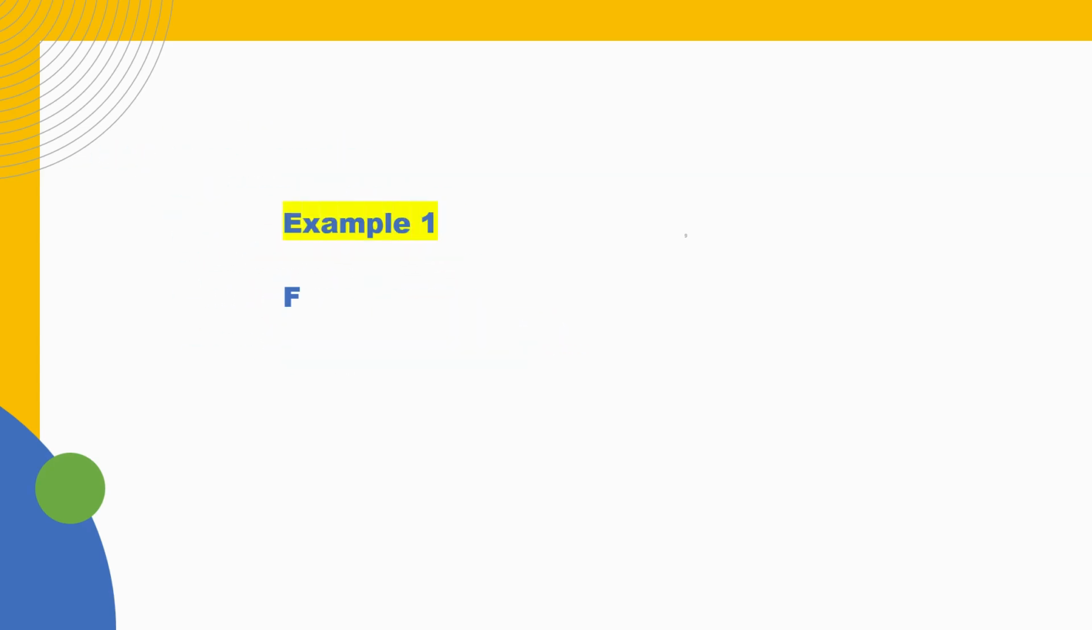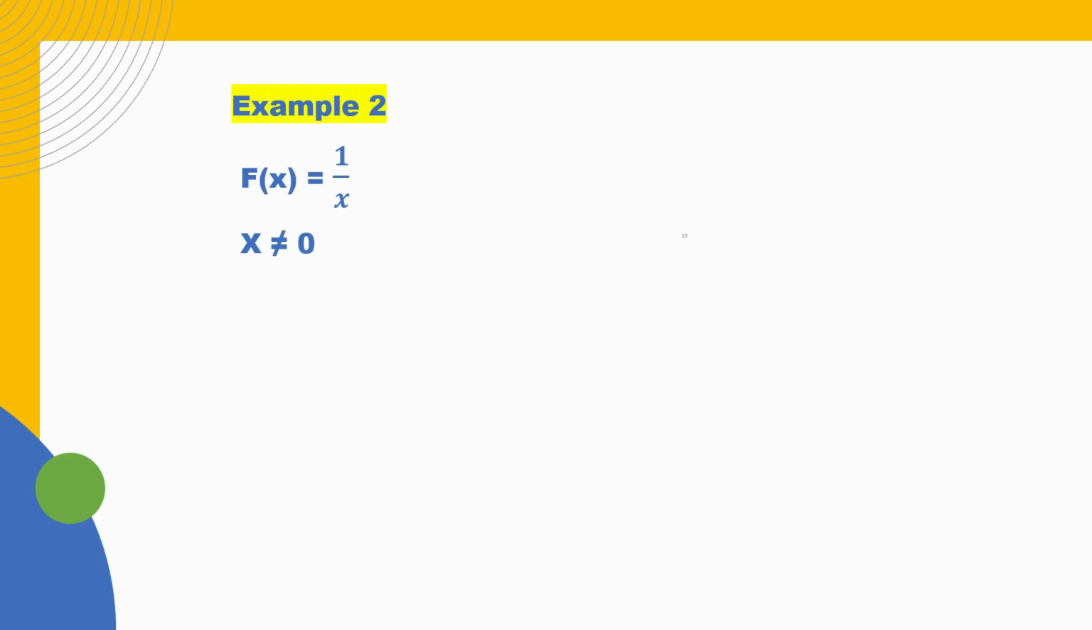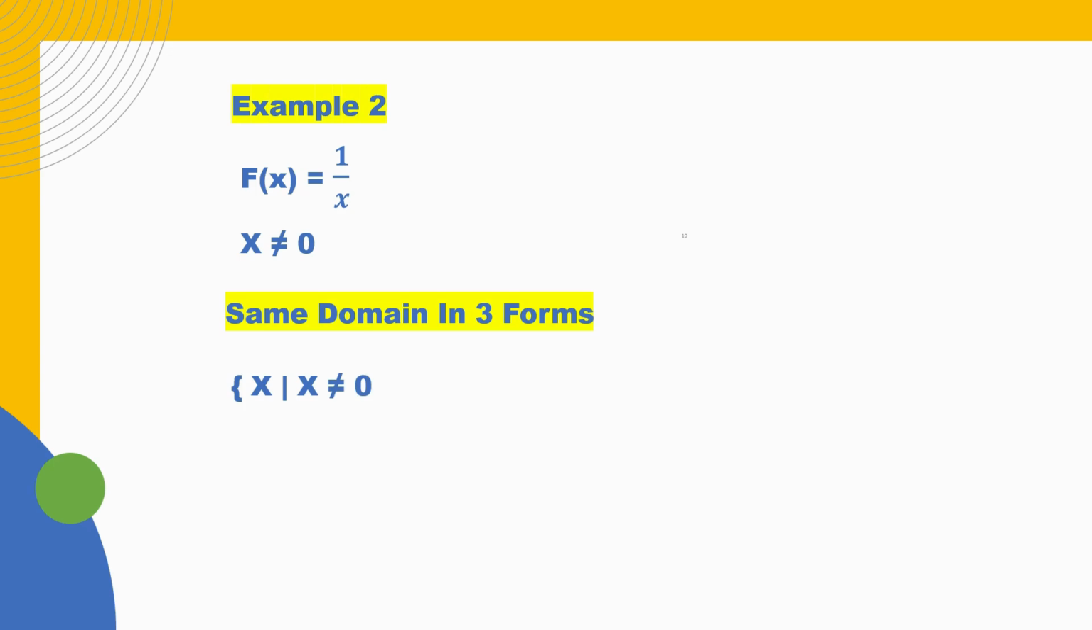Look at this example, f of x equals x squared. You can put any number here, nothing breaks, so the domain is all real numbers. Here is one more example, f of x equals 1 over x. Here you cannot put x equals 0 because division by 0 is undefined. Let's write the same domain in three different notations.